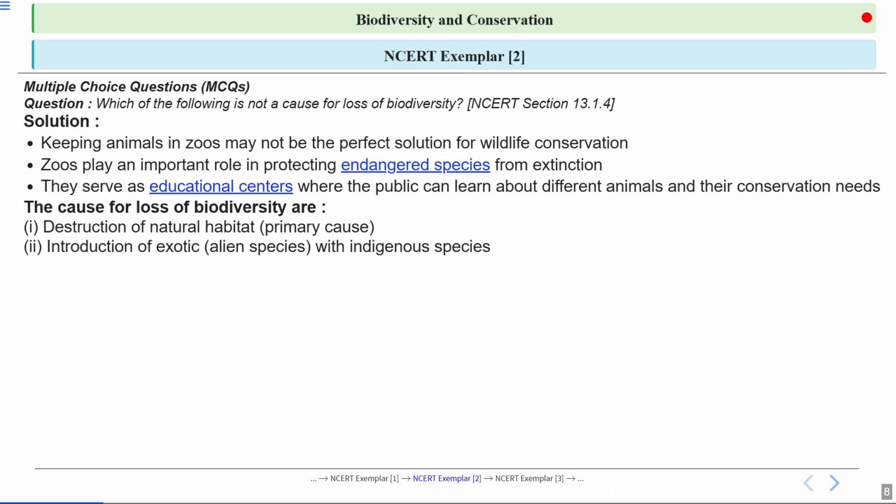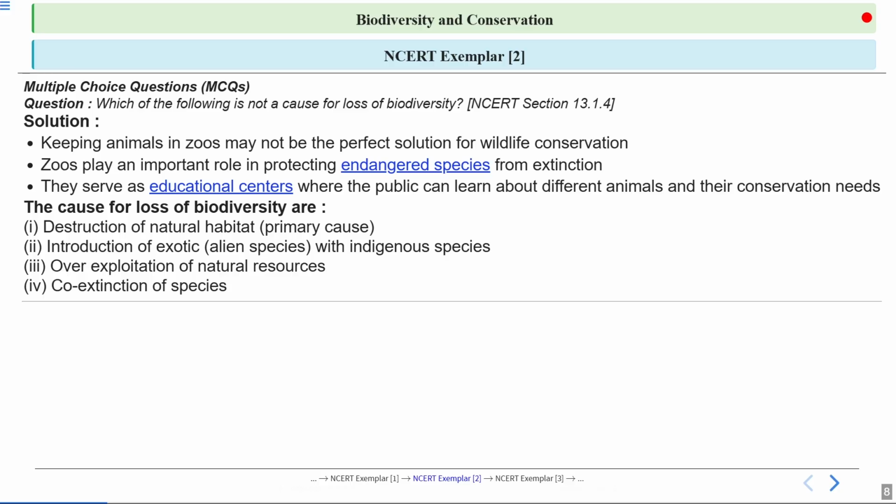Second is introducing exotic or alien species into an ecosystem. This can also disrupt the balance by competing with indigenous species for resources like food, space, and sunlight. Next one is overexploitation of natural resources. This refers to using these resources more than what they can naturally replenish, leading to their depletion. This is harmful because it can cause environmental damage, loss of biodiversity, and disrupt ecosystems. For example, overfishing can lead to the extinction of fish species, while excessive deforestation can cause soil erosion and loss of habitat.